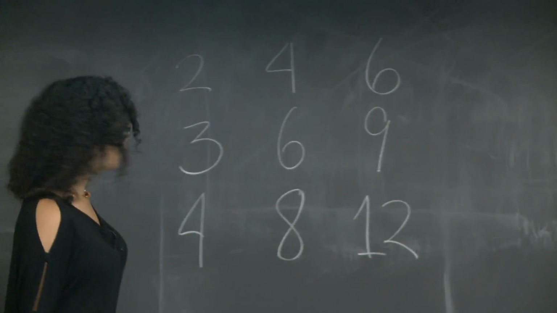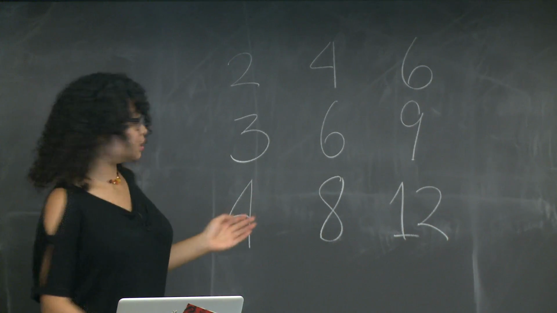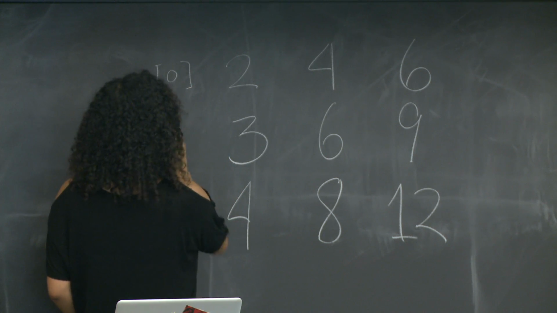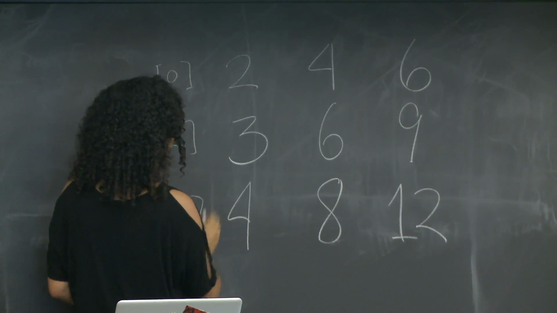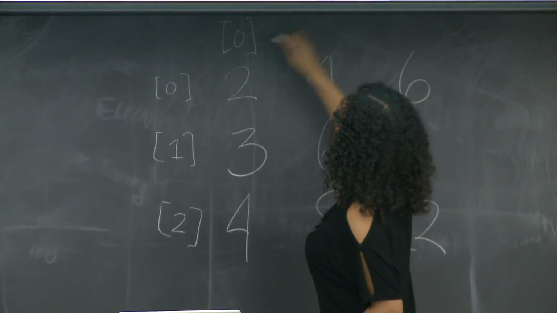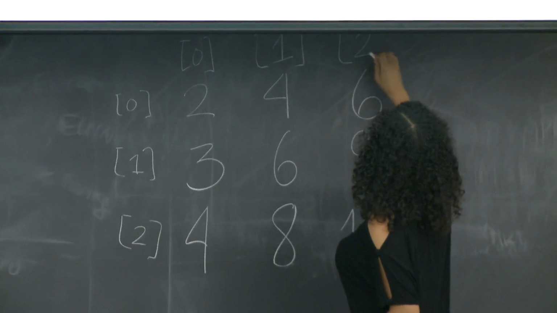All right. So now if we add in the indices, this would be row 0. This would be row 1. This would be row 2. Similarly, we have column 0, column 1, and column 2.